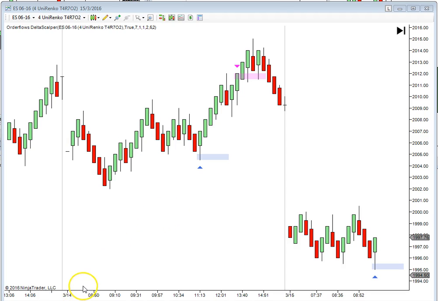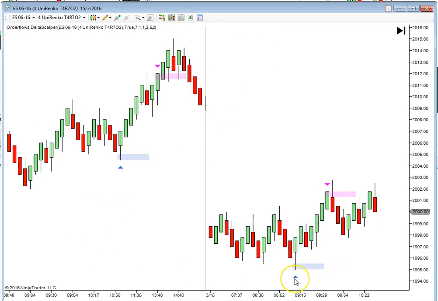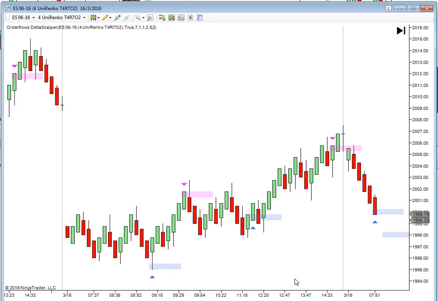Starting on the 14th of this past Monday, the 14th of March, you see it gave a buy signal here, a sell signal here. It didn't work out on the sell side. It worked out on the buy side. Just take it forward to the next day. We got a buy signal here, a sell signal, another buy signal towards the end of the day.